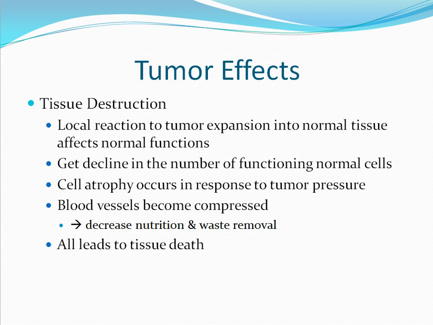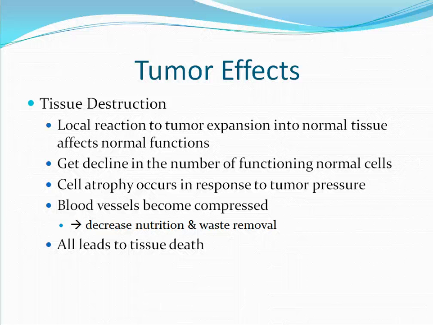Next, we need to look at the effects that tumors have on the body. These are both minor and major, local as well as systemic effects. The first effect is tissue destruction. This is a local reaction to the tumor expansion into normal tissue. It affects the normal tissue's functions, leading to tissue death. You will see a decline in the number of functioning normal cells.